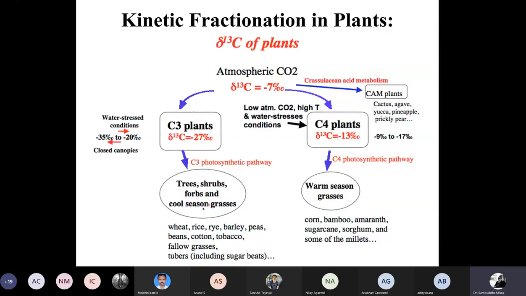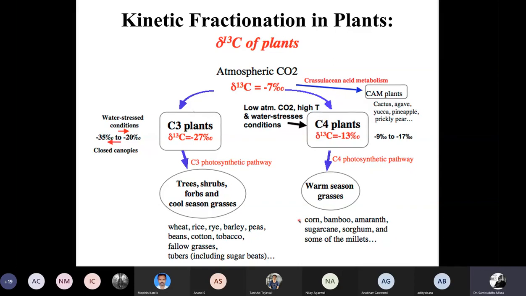C3 are our trees, shrubs, cool season grasses. C4 are our grasses, which include corn, sugarcane, millets, and other things. Okay, this will become important.